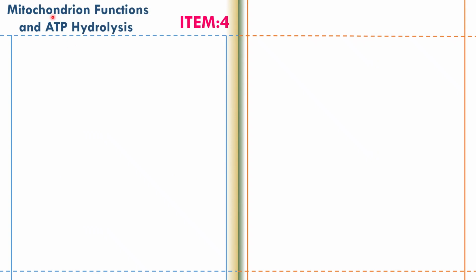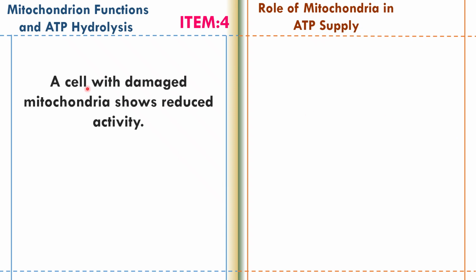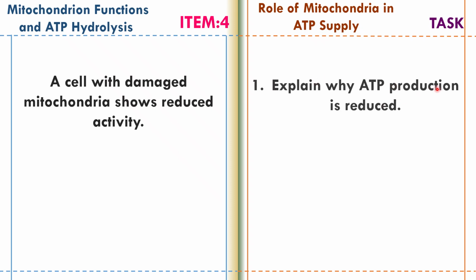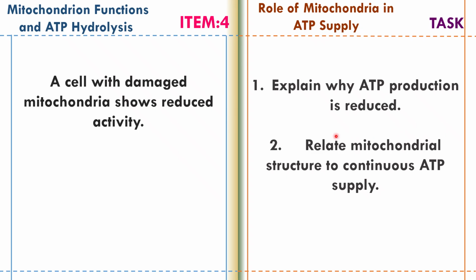Mitochondrion functions and ATP hydrolysis, item 4. Role of mitochondria in ATP supply. A cell with damaged mitochondria shows reduced activity. Task: Explain why ATP production is reduced. Relate mitochondrial structure to continuous ATP supply.